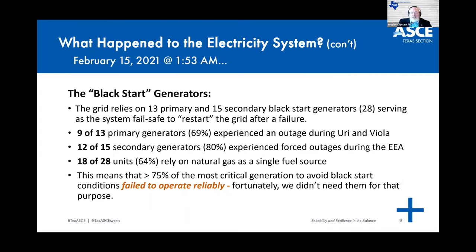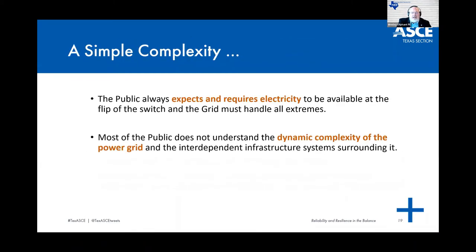75%, as noted here, of the most critical generators needed as a fail-safe to restart the grid failed to reliably operate during these events. That just cannot be allowed to happen. And we are all very fortunate that we didn't need them for black start purposes. The grid stabilized due to the efforts of the ERCOT folks, and the last load shed orders given provided that stabilization.